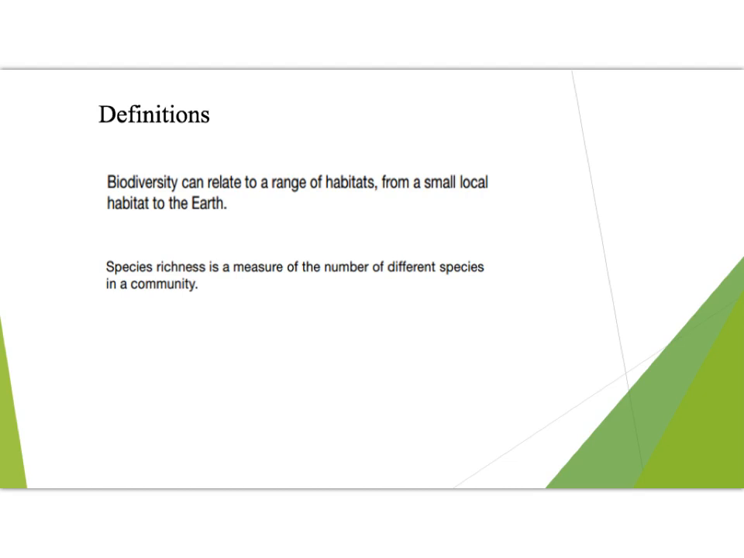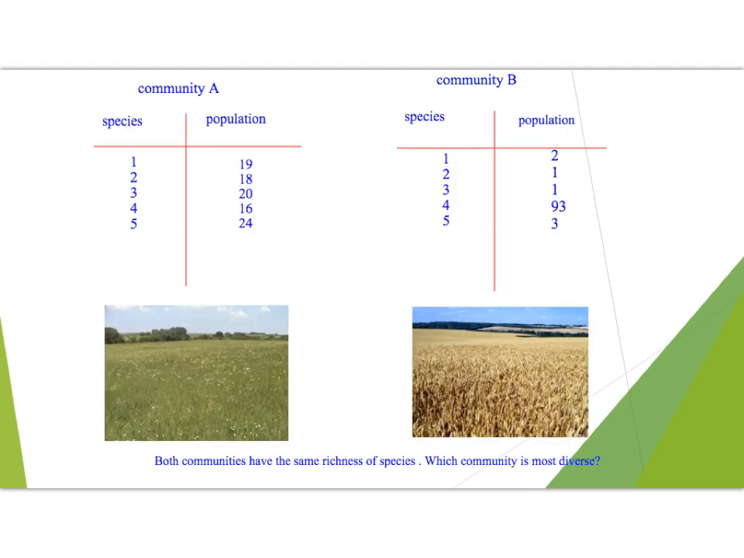And a community being the total of the different populations in a habitat, or it could even be the interactions between different organisms and different populations within a habitat. So here we've got two different communities. We've got a community in a meadow habitat, and we've got a community within could be a wheat field. So within this community here, we've got 5 different species. You've got a species richness of 5.